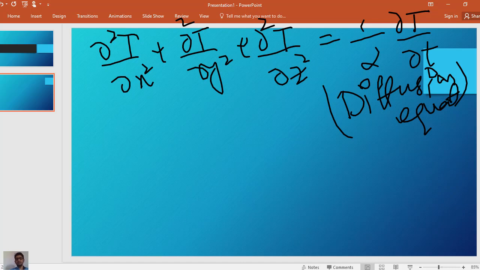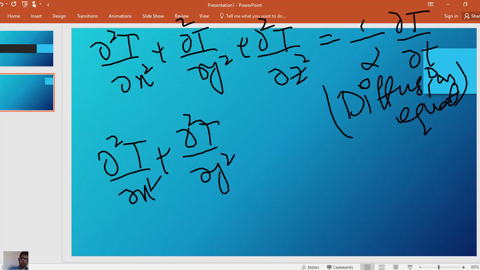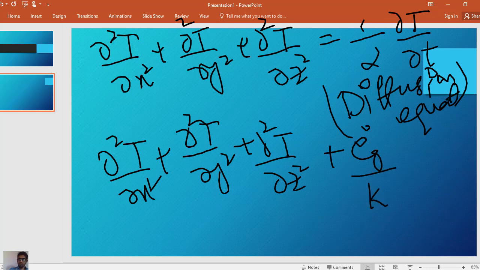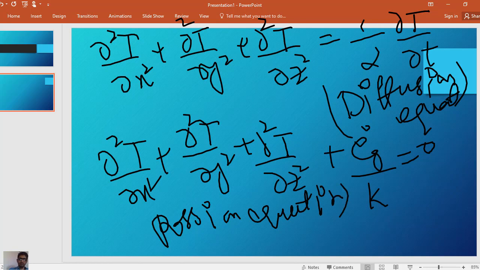There is another equation: ∂²T/∂x² + ∂²T/∂y² + ∂²T/∂z² + (energy generation)/(thermal conductivity) = 0. This equation is called the Poisson equation. So there are various equations for the Cartesian coordinate system.